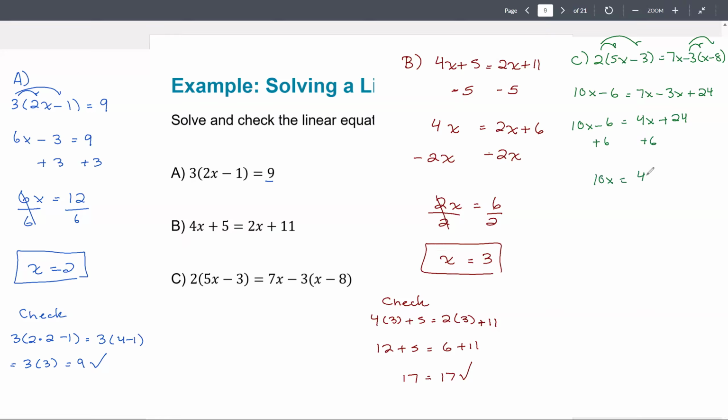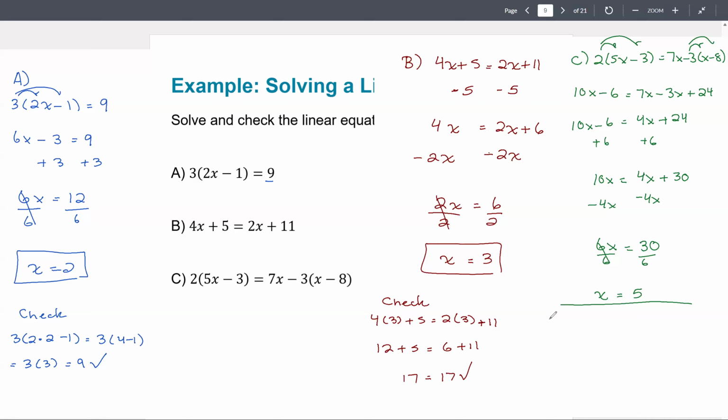10x is equal to 4x, 24 plus 6 is 30. Now we're going to move this 4x. So we'll subtract 4x here, subtract it here. So 10x minus 4x is just 6x. So we have 6x is equal to 30. Now if I just divide by the 6, so I can get x by itself, we get x is equal to 5.